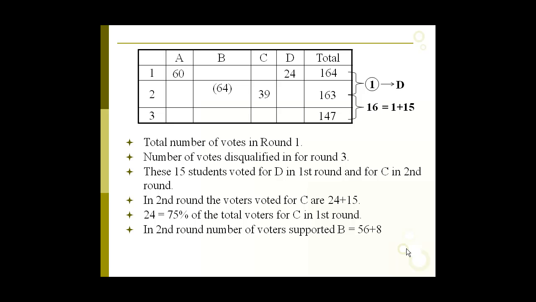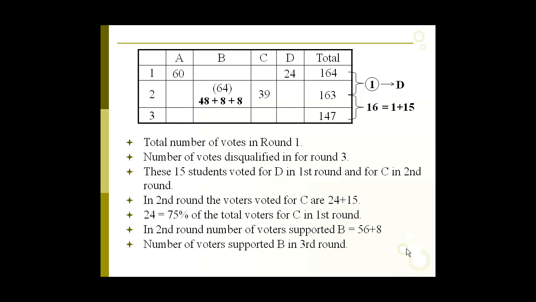So 25% of the voters who voted for C in the first round have now voted for B. So the total number of voters in the second round who voted for B can be split like 48 plus 8 plus 8. Definitely that 8, we can take it as the number of people who voted for D in the first round, now they are with B in the second round.